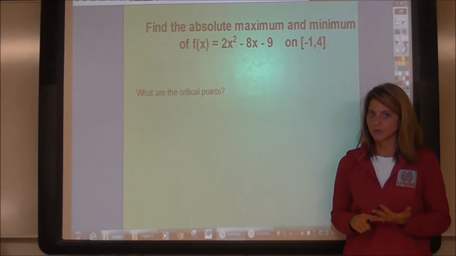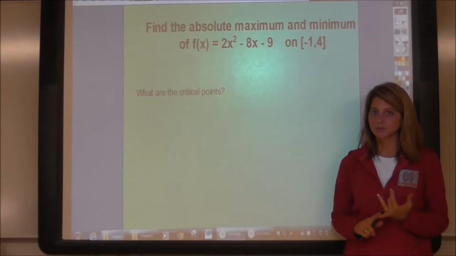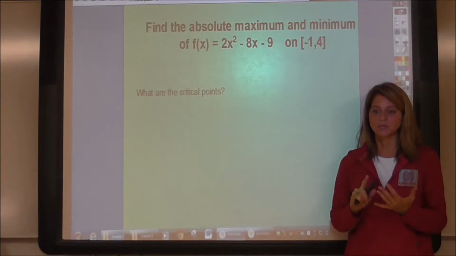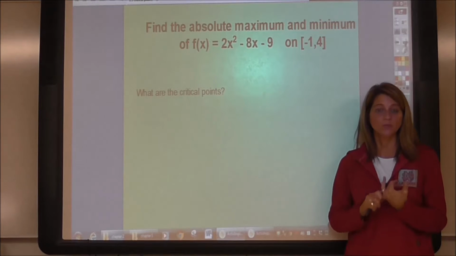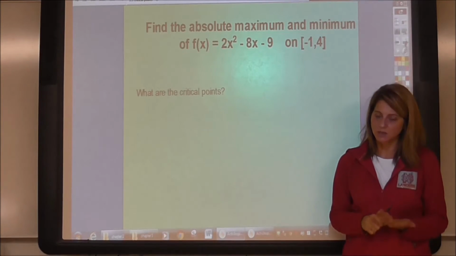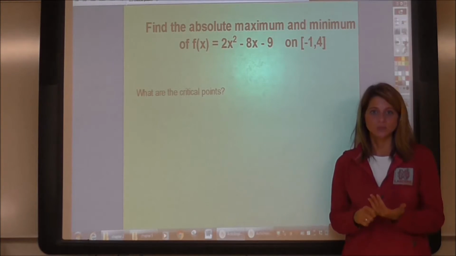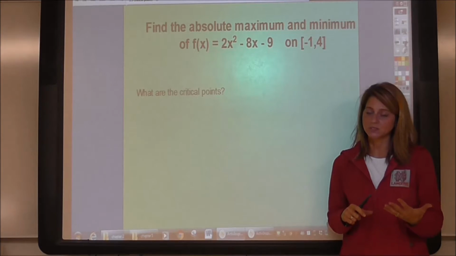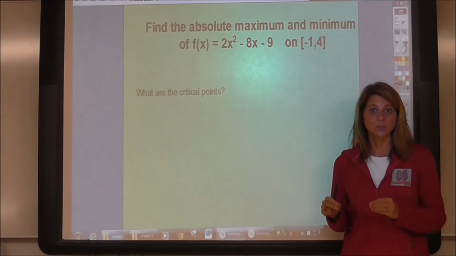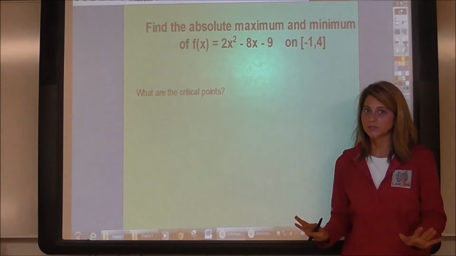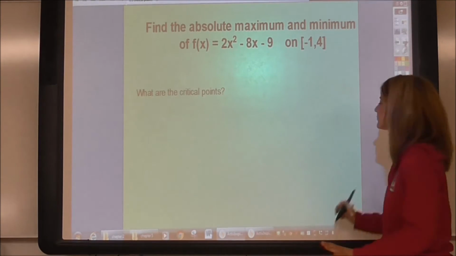Critical points and endpoints. So I'm looking for where is the derivative undefined? That's the denominator being 0. Where is the derivative equaling 0? That's the numerator part equaling 0. And my endpoints. So I'm going to go write endpoints down now so I don't forget them.